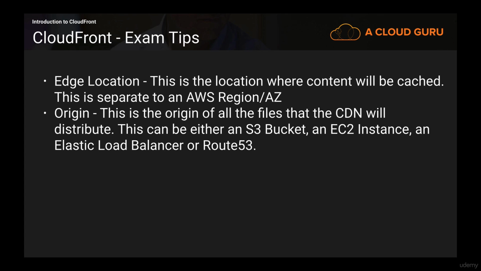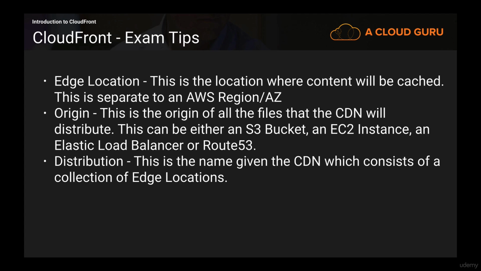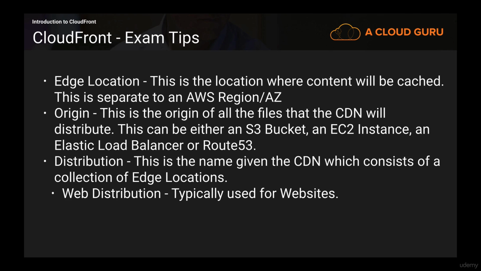You need to remember the differences between an origin and a distribution. So an origin is simply the origin of all files that the CDN would distribute. This can either be an S3 bucket, an EC2 instance, an elastic load balancer, or Route 53. We then have a distribution, and essentially this is the name that's given to the content delivery network that will consist of a collection of edge locations. Remember, for your CloudFront distributions, you can have multiple origins, and so you're not restricted to just one origin. There's two types of distributions. There's a web distribution. This is typically used for websites, and then there's RTMP distributions.